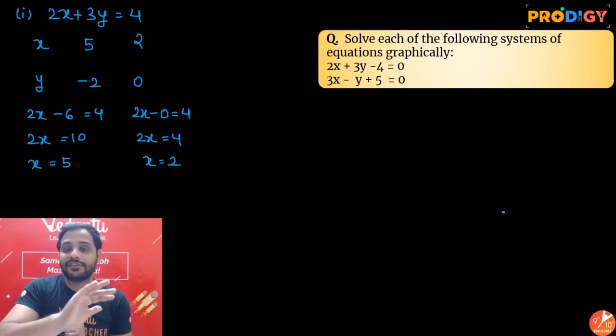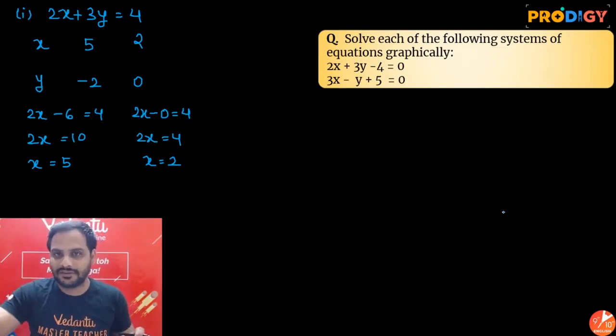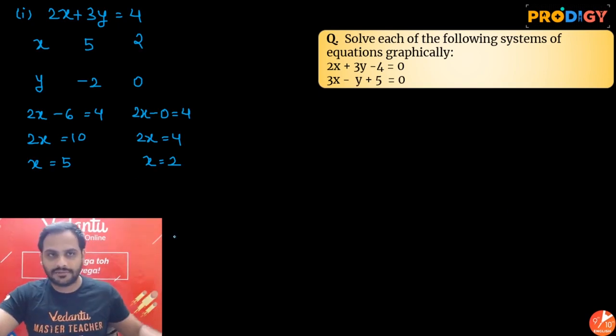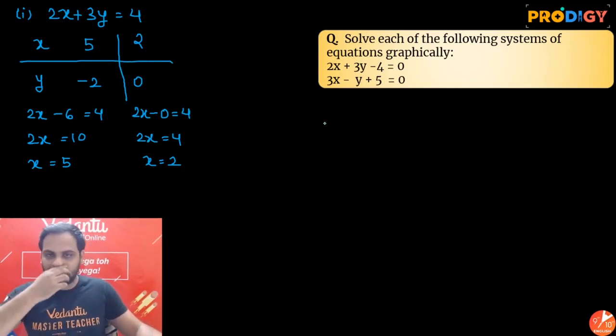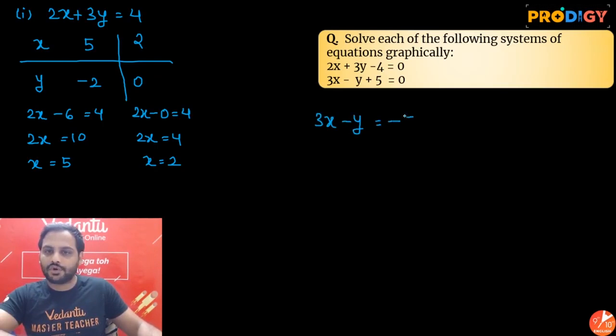If all the 3 points are not in a straight line, you have made a mistake with the solution. So check them again, right? I will go right now with only 2, but you should draw at least 3. Okay, next equation, beta, we have is 3x minus y is equal to minus 5.